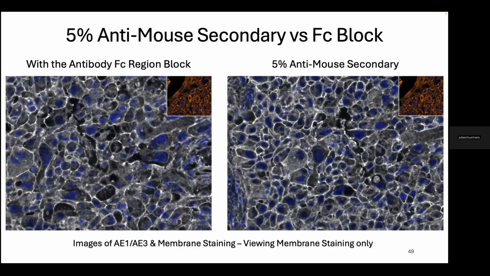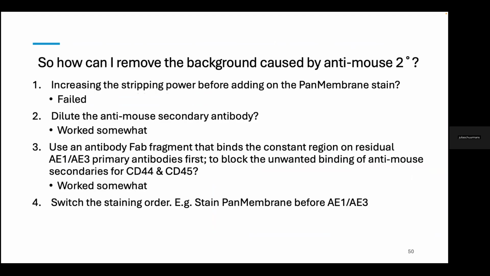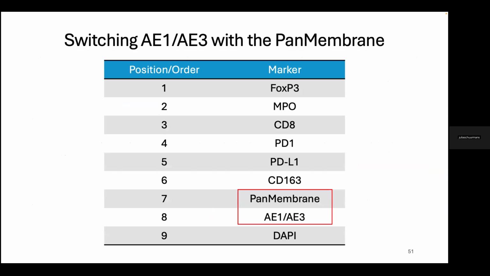And my next step would be to combine these 2 things together to see if they can work together to remove even more background. But I had one last thing I could work on, and that was switching the staining order. Perhaps I stain AE1, AE3 after my pan-membrane stain so that I don't have to worry about that residual antibody being left over. And that way AE1, AE3 goes into the 8th position. We don't have to worry about stripping it off. It's the last thing that goes on. So I did that. I switched the 2.